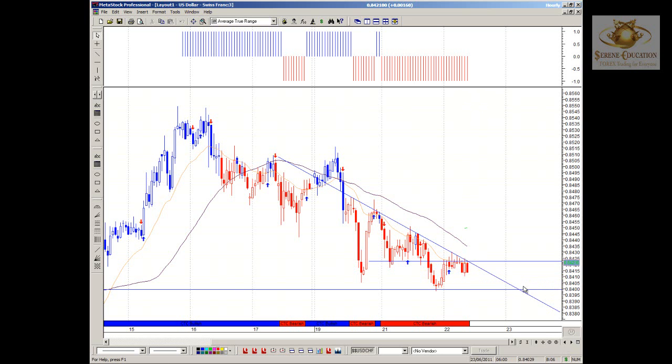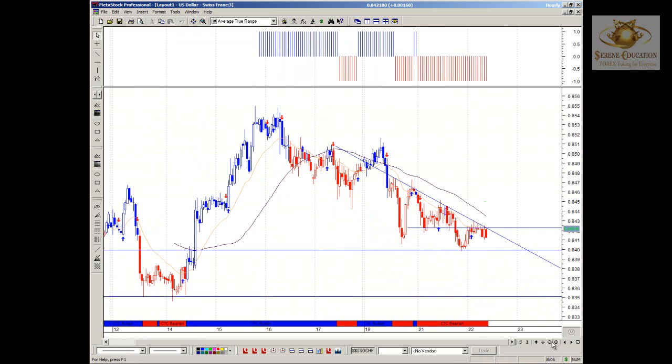So our daily first target would be 8,400. On our smaller time frames, you're looking at a 5 or 50 minute entry. 8,400 would be our first target. Second target would be down there at the 83,500 mark. No buying opportunities, only shorting if price is to the downside.